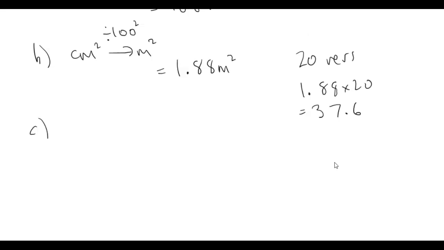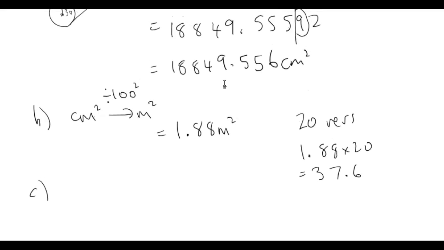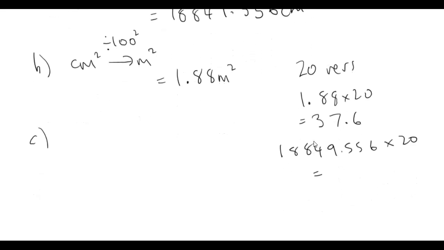Okay, so that's 37.6. If we didn't do the rounding, if I did the initial answer, my centimeters squared from question A, so the 18,000, I might actually do it over here. So if we multiply that by 20 and then did our conversion, I'm going to have 37,691.11. Then we did our conversion, so I'm going to move my decimal place 4 spots. So that is in centimeters squared, and this is in meters squared.